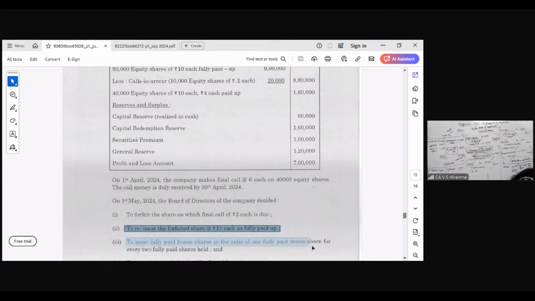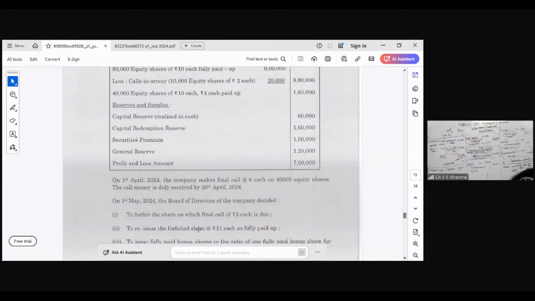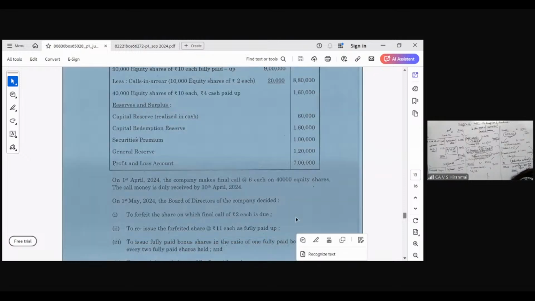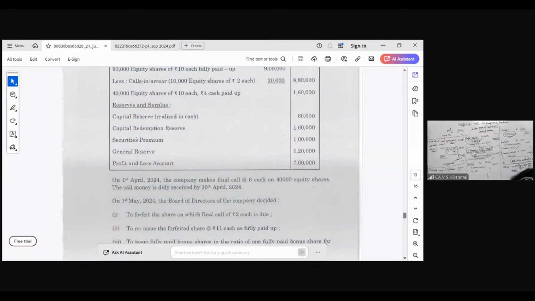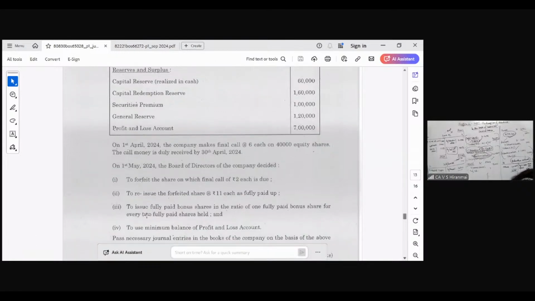To issue fully paid bonus shares. So after doing the forfeiture and reissue, now again you are going to issue fully paid up bonus shares in the ratio of 1 fully paid up bonus share for every 2 shares held. So 1:2 is the ratio. And to use minimum balance of P&L.